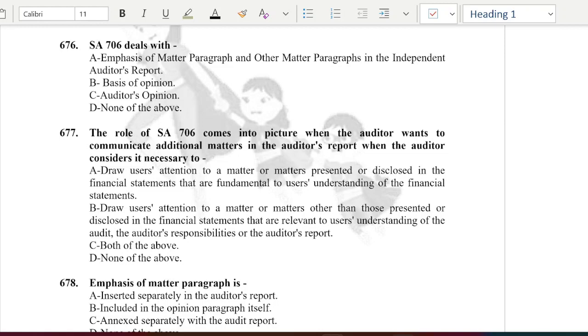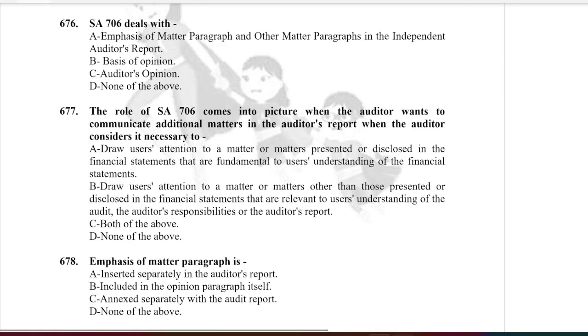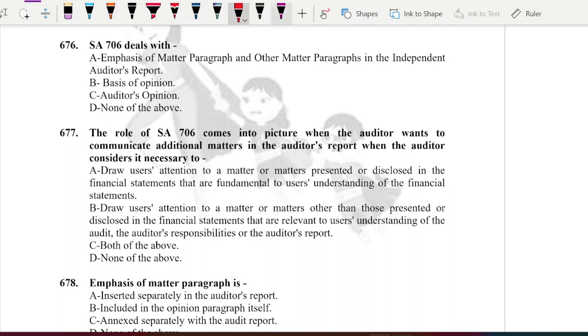SA 706 deals with, okay, so SA 706, my dear friends, deals with what? Come on, let's recollect SA 706. SA 706 broadly deals with what kind of opinion? Any opinion? No, that is SA 700 and 705. SA 700 speaks of unmodified opinion. 705 speaks about qualified, adverse and disclaimer opinion. SA 706 deals with emphasis of matter paragraph and other matter paragraph in the independent auditor's report. Okay? Let's quickly go ahead to the next question.